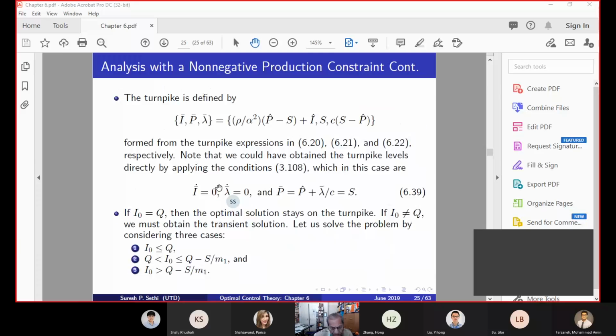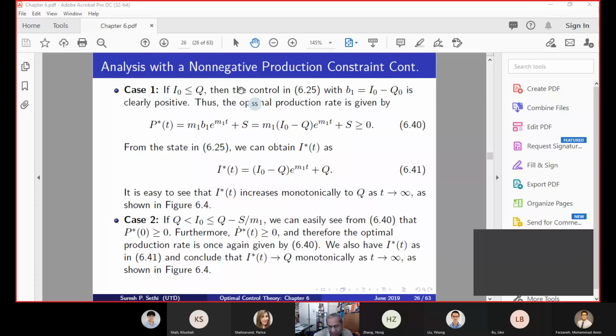I0 less than Q. For I0 less than Q, we can find P star T, we can find I star T, and I star T increases monotonically to Q as T goes to infinity, as shown in figure 6.4. And certainly lambda is the same as we already derived before for this problem. We just have to substitute the quantities that we have, constant S and everything, Q dot equal to 0, and we get the lambda dot. We get the lambda T as well.